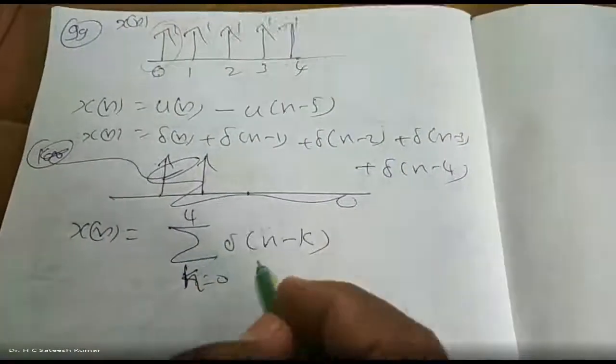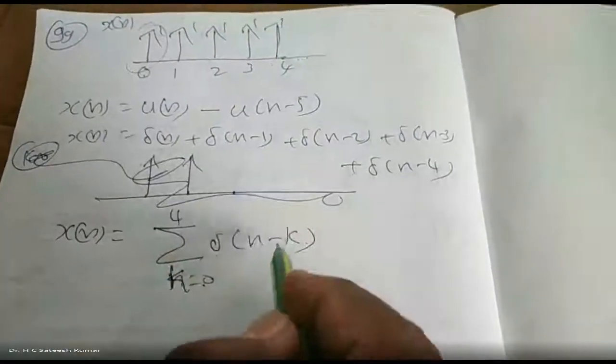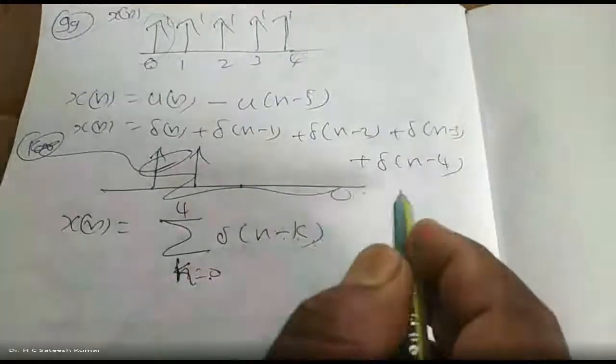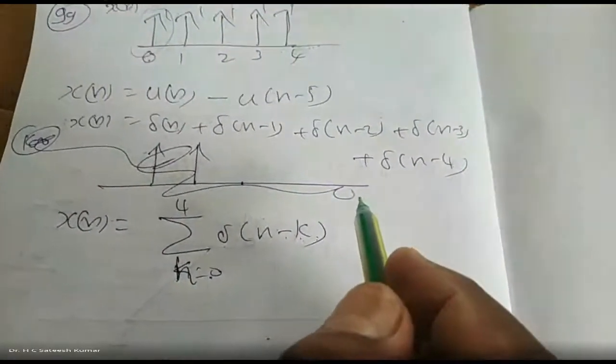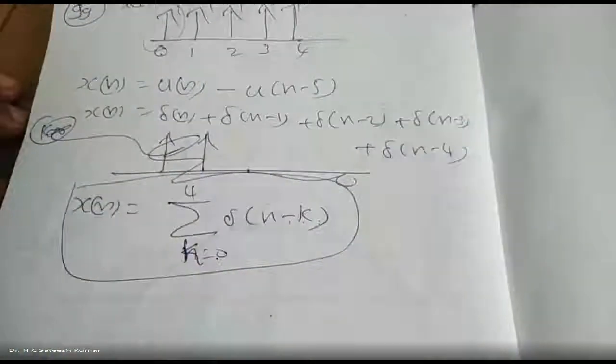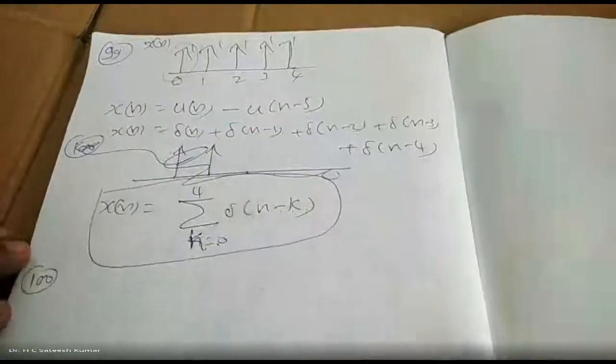You can verify the answer. N is equal to 0, delta of n. N is equal to 1, delta of n minus 1. N is equal to 2, delta of n minus 2. N is equal to 3, delta of n minus 3. N is equal to 4, delta of n minus 4. Like that we can. So this is the way we should do it. Let's go for one more problem.